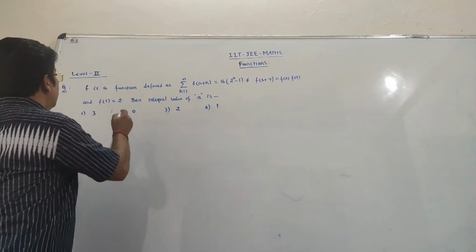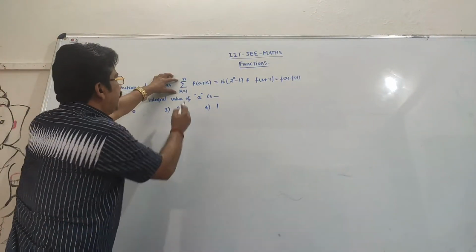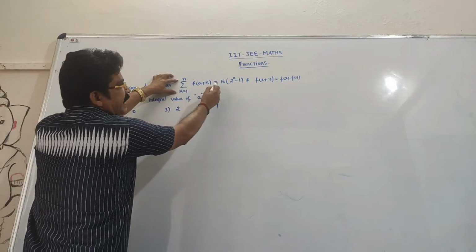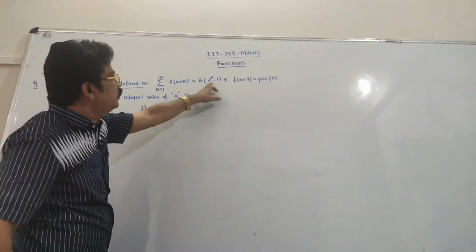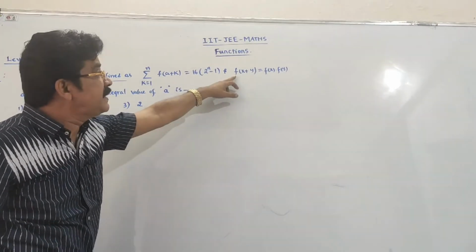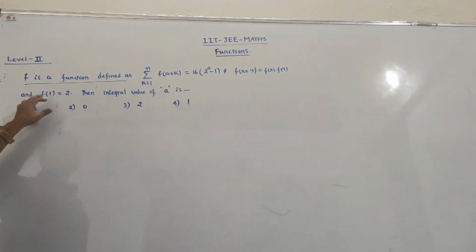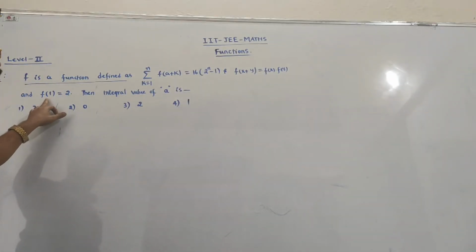Next question. f is a function defined such that the sum from k equal 1 to n of f(a + k) equals 16 times (2 to the power n minus 1). And another condition is there: f(x + y) equals f(x) times f(y). And another condition, f(1) equals 2.